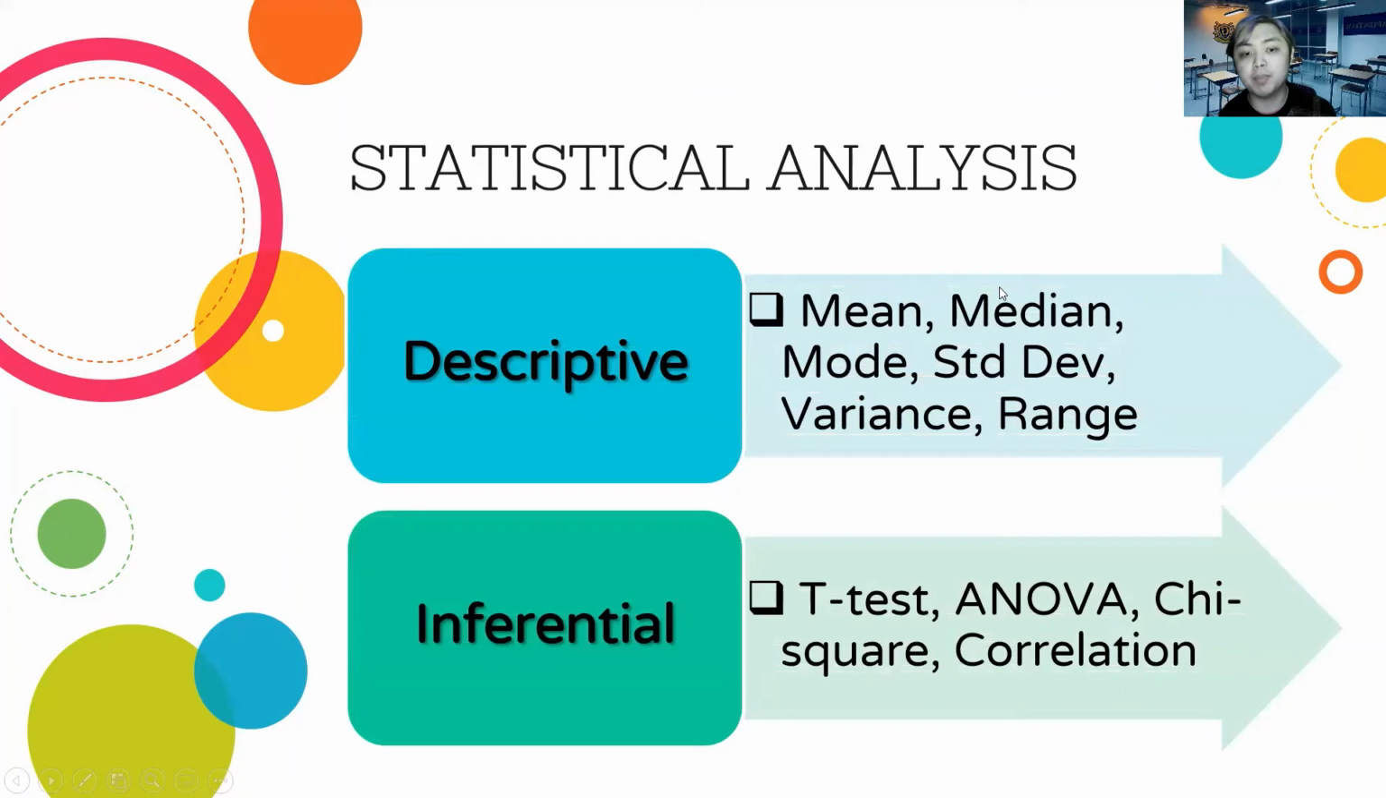For descriptive statistics, we have mean, median, mode, standard deviation, variance, and range. For inferential statistics, there are a lot. Common examples include t-test, ANOVA, chi-square, and correlation. Again, this depends on what you would like to prove or to answer in your research, and at the same time, what type of data you have.